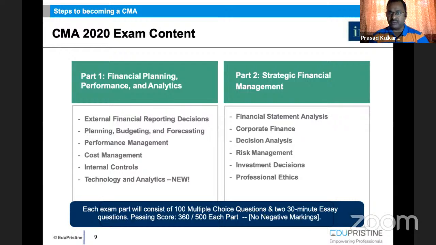And CMA is one such qualification that itself is an excuse, that because of this qualification I will be able to accelerate my career. I will be able to take my career to a different orbit. And that's why you should study very hard. Study very hard. Okay. So having said that, let us look at the exam content.